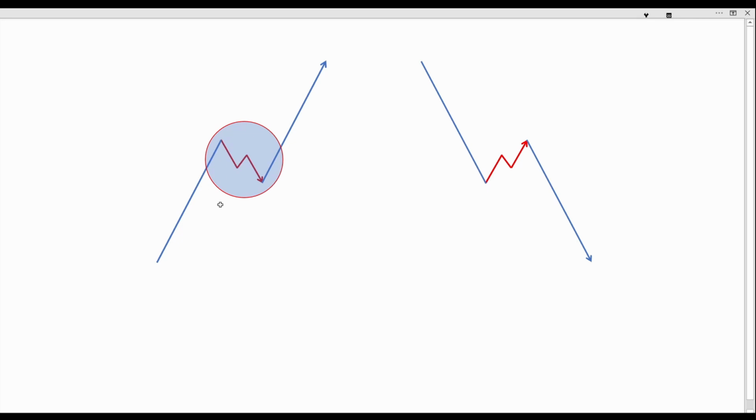After we have this correction here, we're going to look to enter at this point here. This is our entry point. Of course, based on the price action methodology, we're going to look for a nice, very bullish bar here that might show us strength to the upside, so that we can take this trade to the upside.